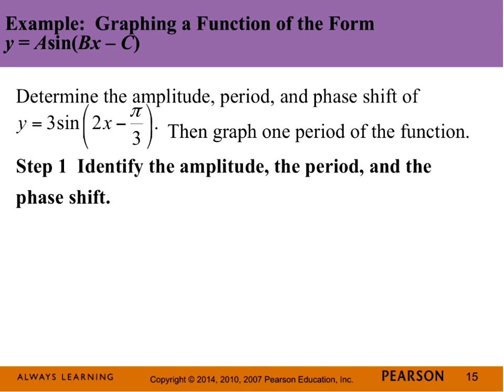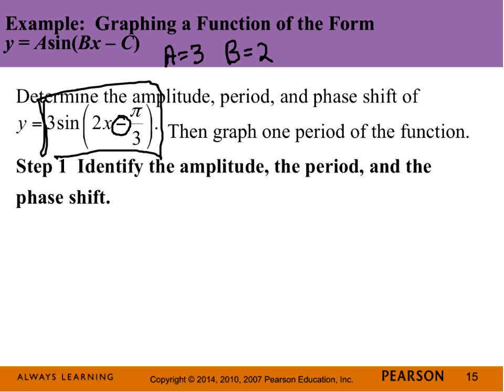Okay, so in this particular problem, we are asked to graph 3 times the sine of 2x minus pi over 3. So A is equal to 3, B is equal to 2, and because subtraction is in the form, C is equal to pi over 3.